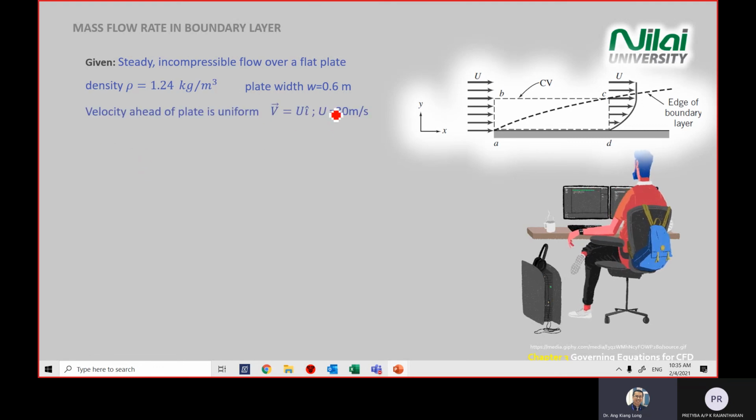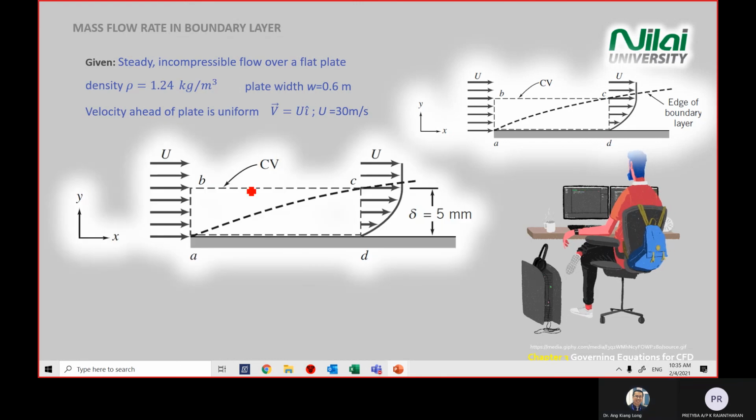Velocity, magnitude also given, and the direction is along the x-axis because it's given as an i unit vector, which means our velocity is along the x-axis. Okay. And the thickness of the boundary layer at position D to C is 5 mm.